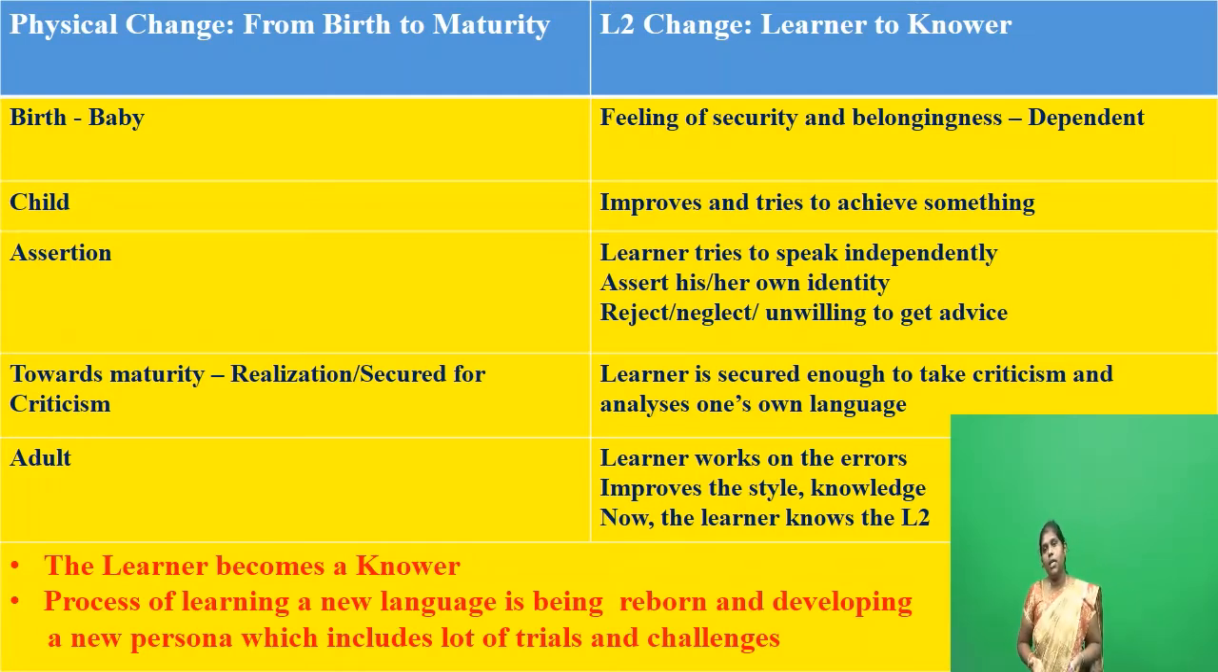And the third stage, here we could see that the learner is just developing a kind of maturity. Here also we could see that the learner tries to speak independently. I know this, I have learned it, so I would be telling it. This is the mindset of the learner at that time. So I have given that the learner tries to speak independently and tries to assert his or her own identity in the particular language. And very important thing is, in this particular stage, they mostly reject the advice of the novice. They try to neglect the aspects that have been given by the teacher, and sometimes they are unwilling to get the advice also. It is in the same life only.